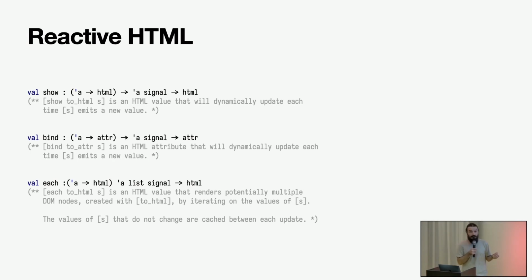Bind does the same thing for attributes. So if, for example, you want to conditionally say, oh, this piece of text should be red, you attach it to a signal, and then as long as you're producing that red attribute, the text is going to be red. If you decide to change it based on the value of the signal, the text is not going to be red. And finally, each is like a special case of show for rendering lists.